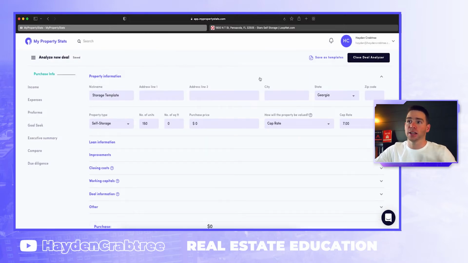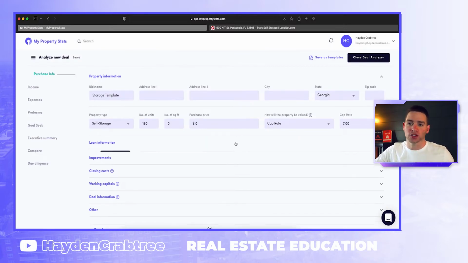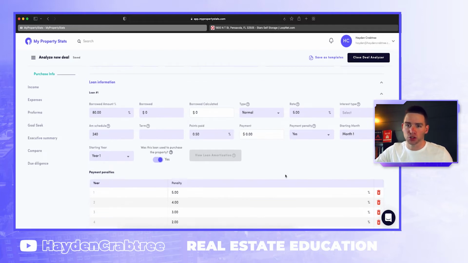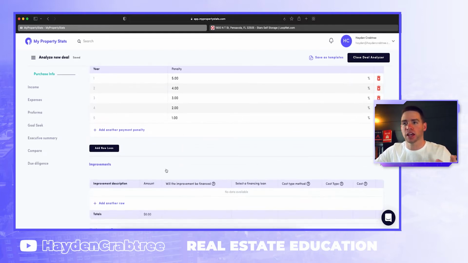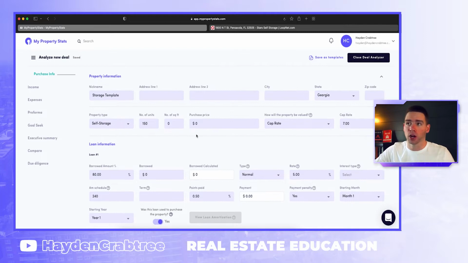And so as you can see here, a lot of my project has already been filled out. My loan terms, my interest rates, my improvements, things of that nature are already filled out, and that's why I love My Property Stats so much.